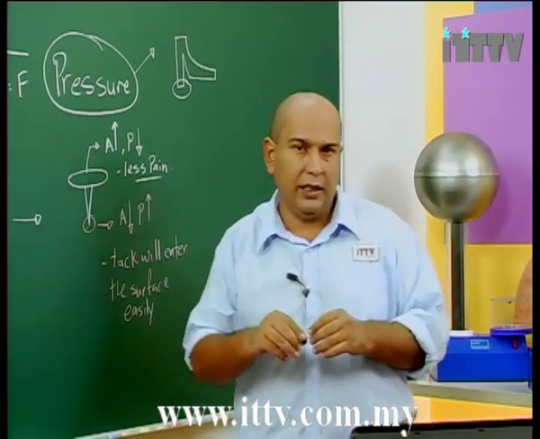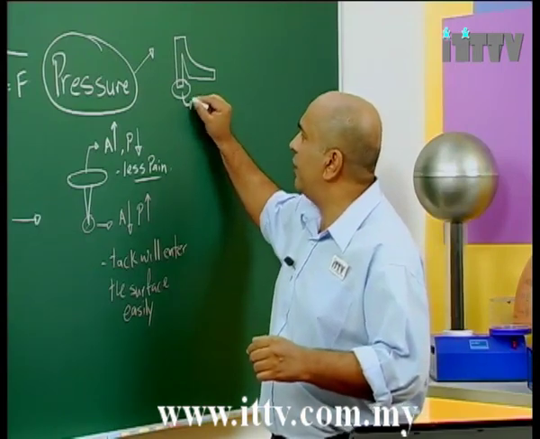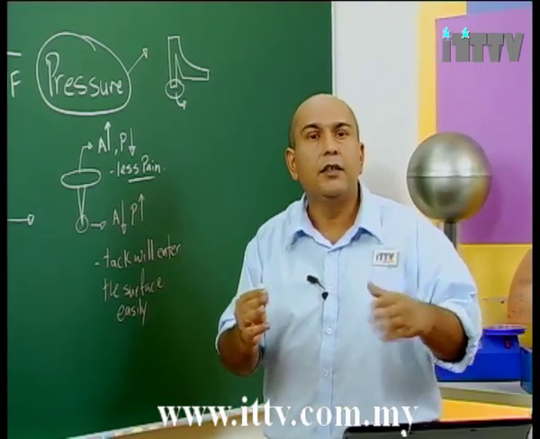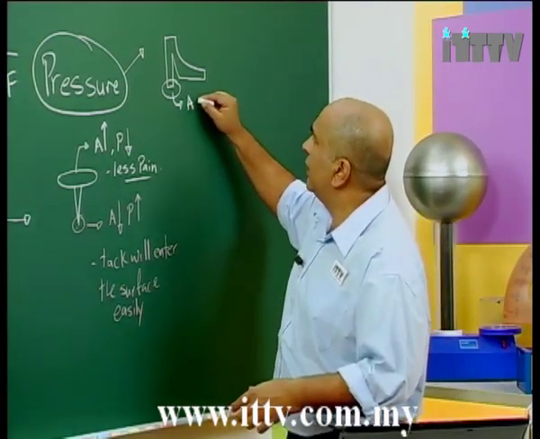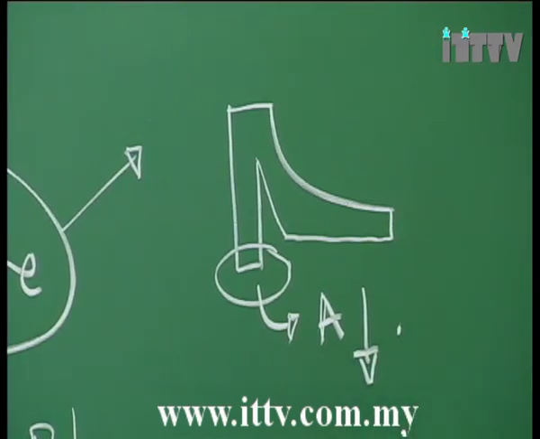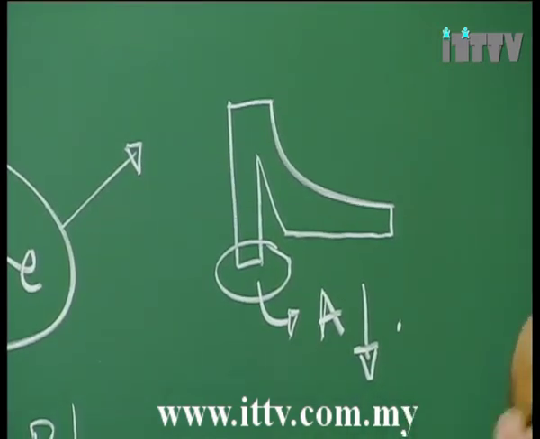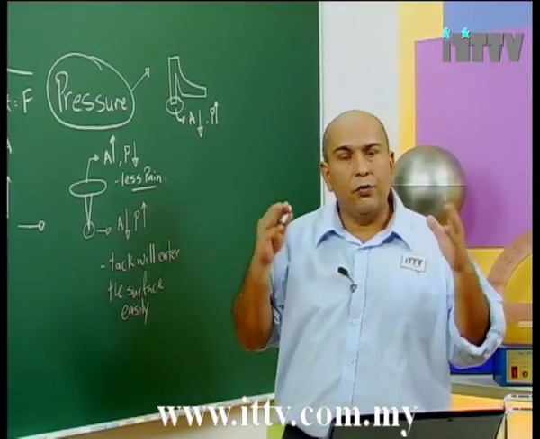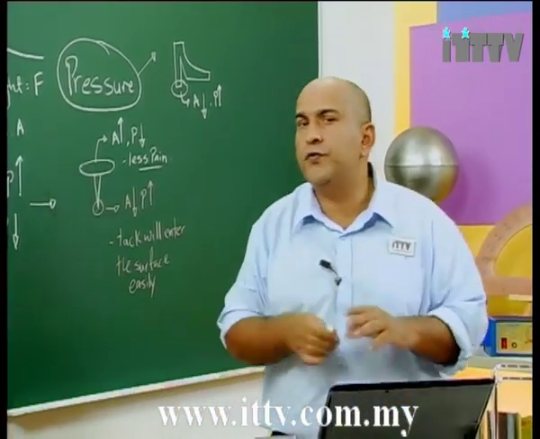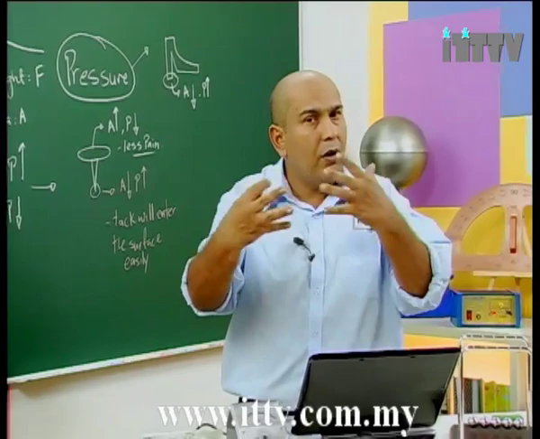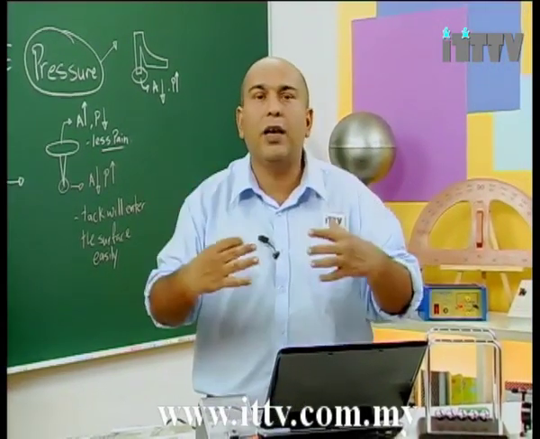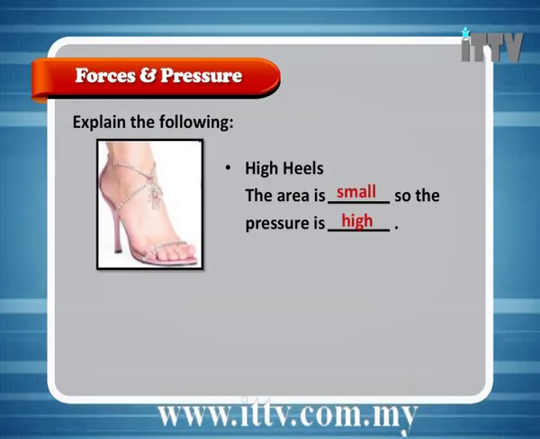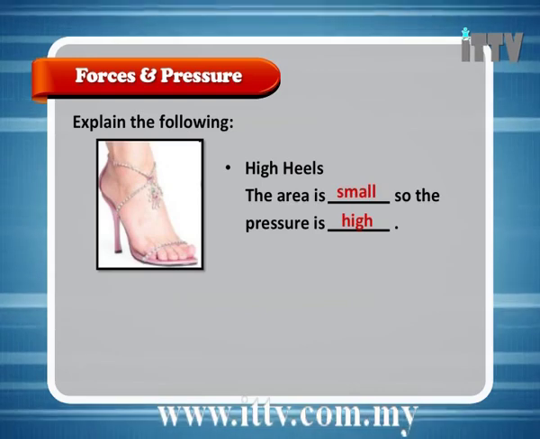So sketch out a heel for yourself. Pull out an arrow like this. Ask yourself, has it got a large area or a small area? Small area. So if the area goes down, what's going to happen to the pressure? The pressure is going to go up. Very good. You have your answer. So remember, once again, with physics, it's very useful to sketch a diagram and put in all the information that you know and then work out what the answer is going to be. So let's have a look at the answer. Answer, area small, pressure high.